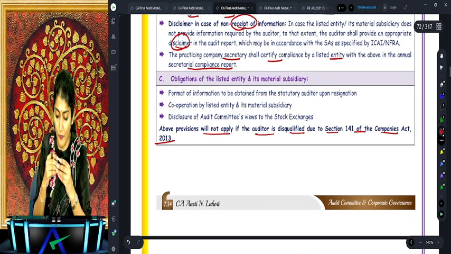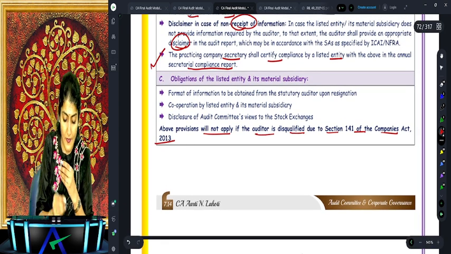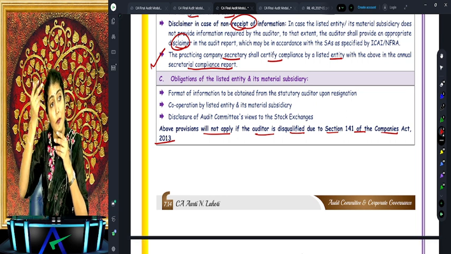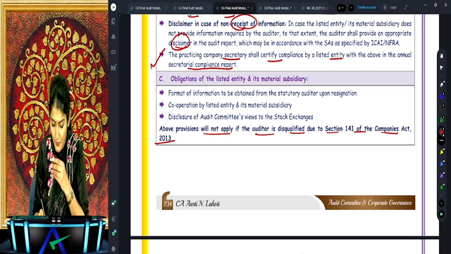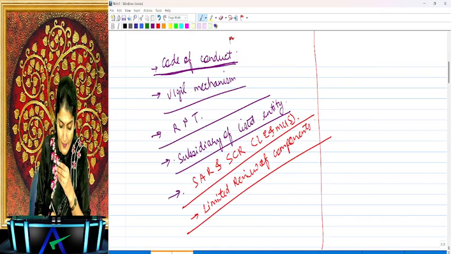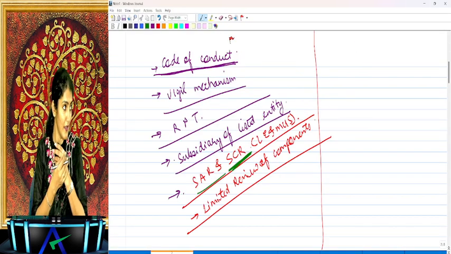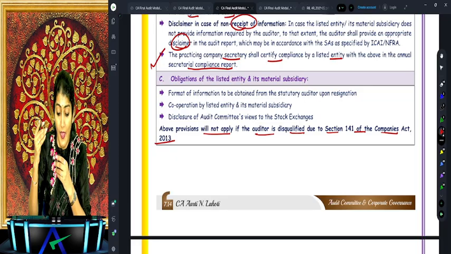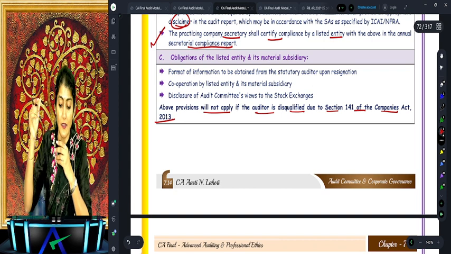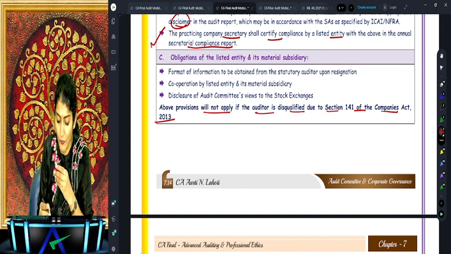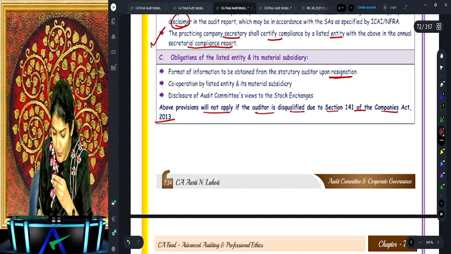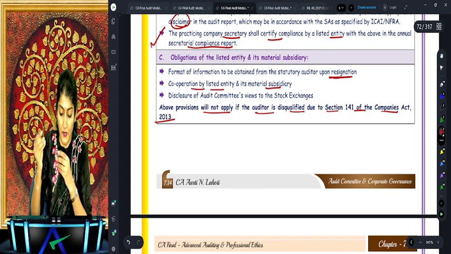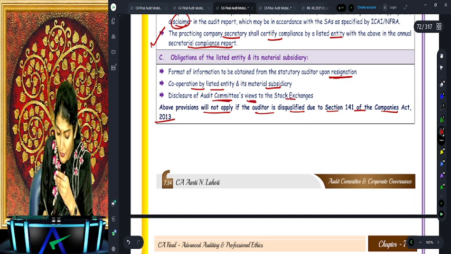Is it to be certified by the company secretary in the secretarial compliance report, which is to be submitted to the stock exchanges within 60 days from the closure of the financial year? Yes. Did we just study the secretarial audit report and secretarial compliance report? Right, so it says this also needs to be certified in the secretarial compliance report. Okay, and what are the obligations of the listed entity and its material subsidiary? Format of the information to be obtained from the auditor upon the resignation, then cooperation by the listed entity and its material subsidiary, and disclosure of the audit committee view to the stock exchanges.